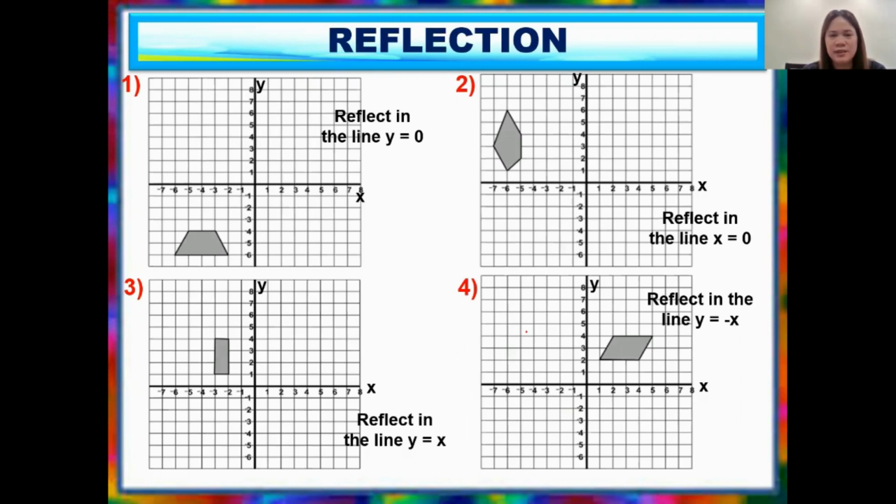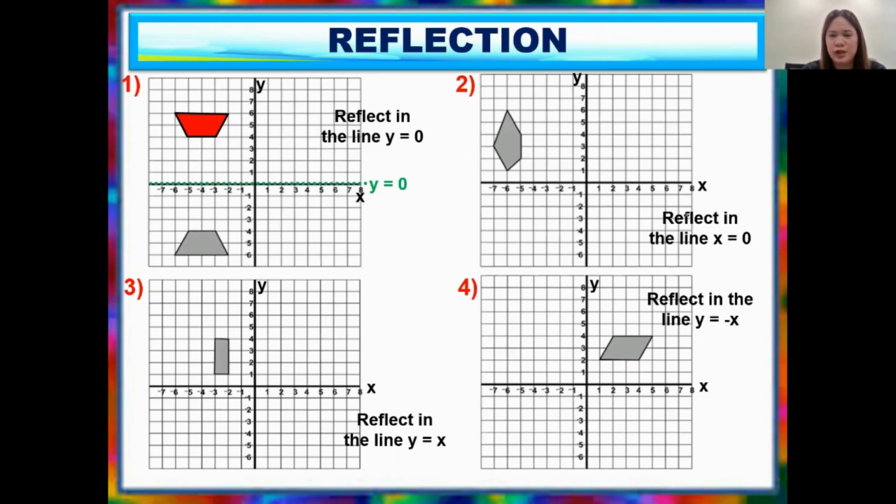Okay, so the first one, reflect in the line y equals 0. So don't get confused. y equals 0 is not the y-axis. It refers to the x-axis. So you should have your mirror line on the x-axis here, and count how many squares from the mirror line down and reflect it by moving up. How many steps up?